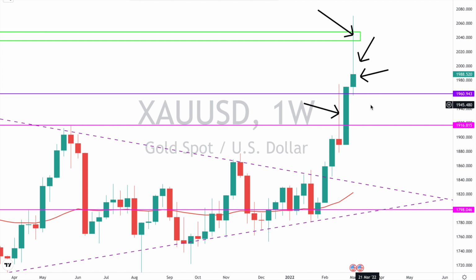So guys, with that being said, even though we have this long wick candle right here, we establish a bullish bias for gold on the given time frame. So with that being said, let's move on to the daily time frame to see a more detailed picture.